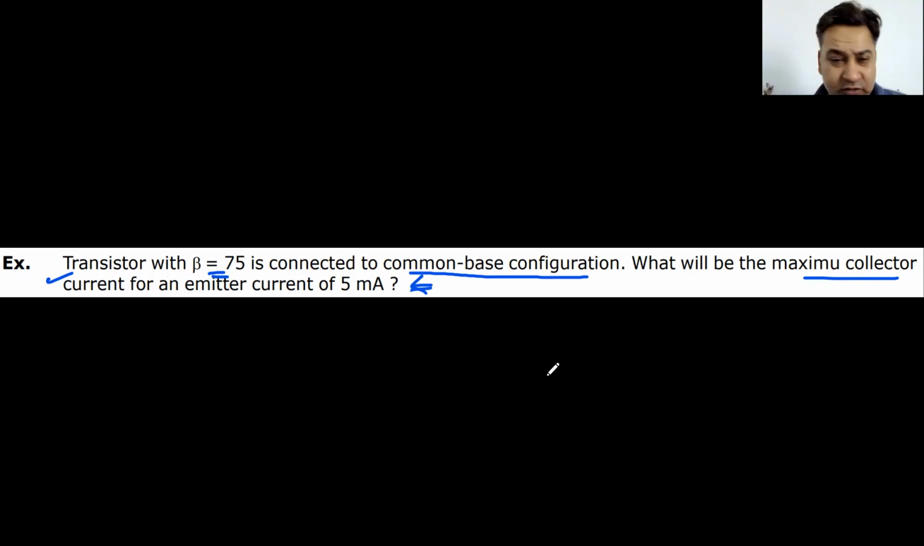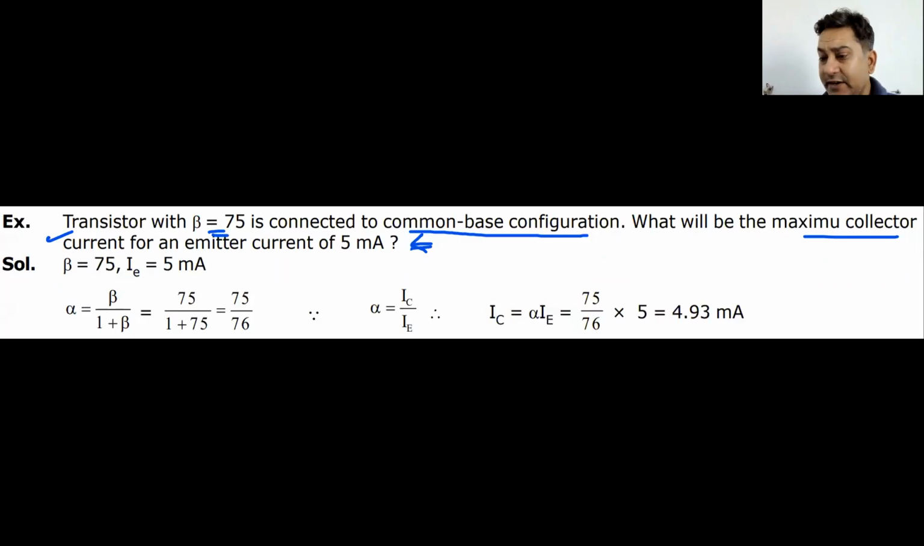Is everyone solving the question or having a tea party there? Got the answer, sir. Yes, sir. Well done, sir. Tell me, how did you do it? First we find alpha, sir. And we divided it, alpha is equal to IC by IE. Yes, that is correct. Well done.